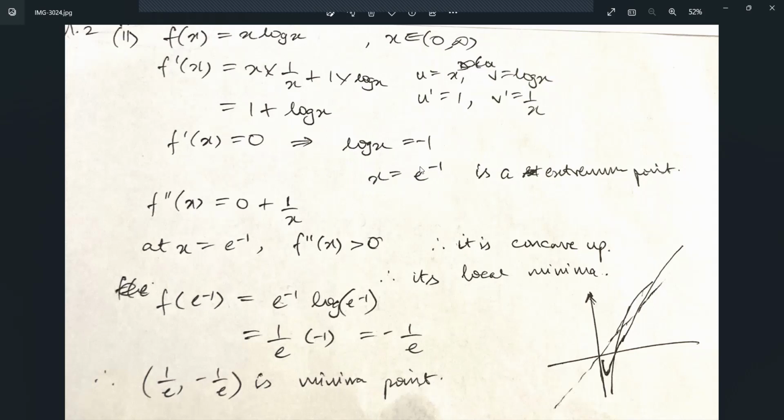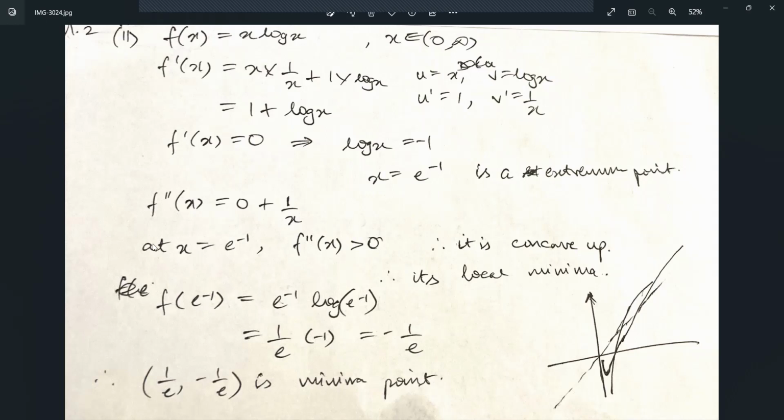Now we have only one extremum point. We have to find whether it's a minima or a maxima. So for that, I do double differentiation of this function again. The first part gives 0, and the second part gives 1 by x. I substitute x equal to e power -1, and what I get is a positive value, because 1 by e power -1 is e, which is positive. Therefore, it is concave up, and it is a local minima from the second derivative test.